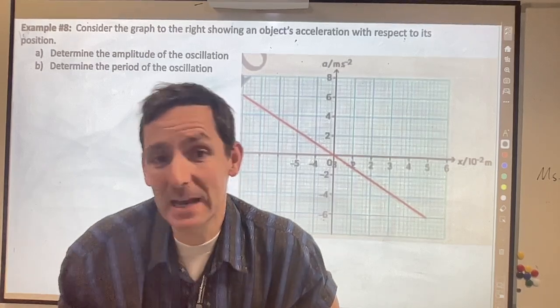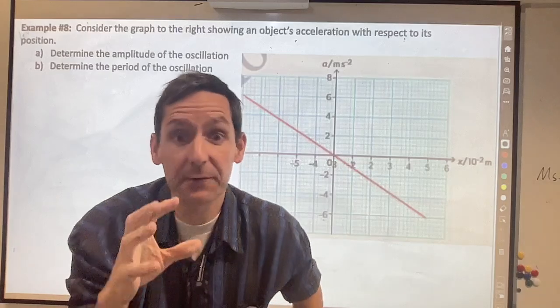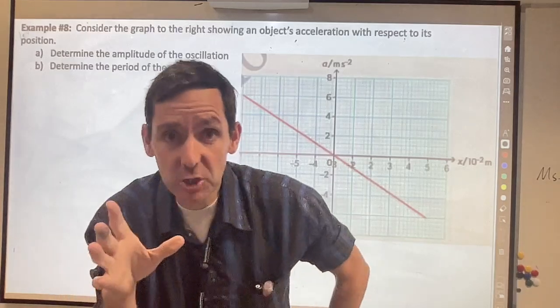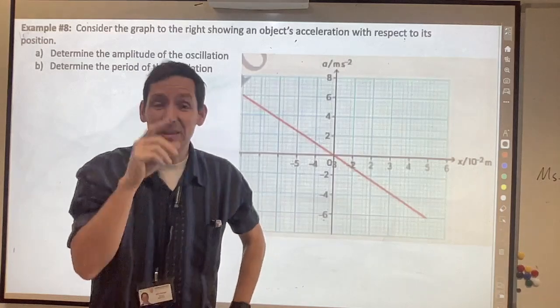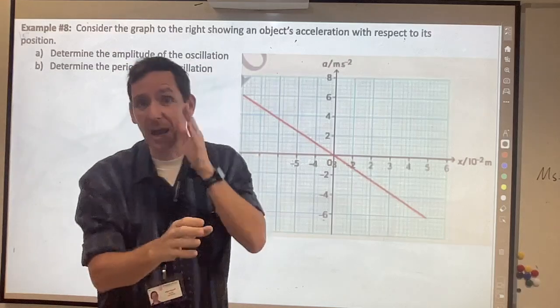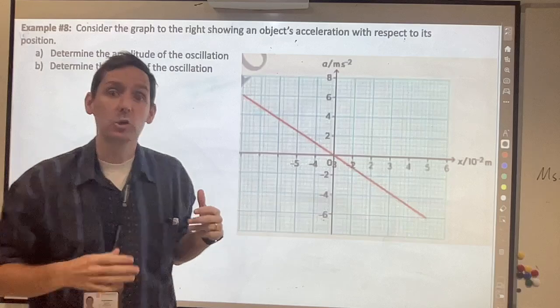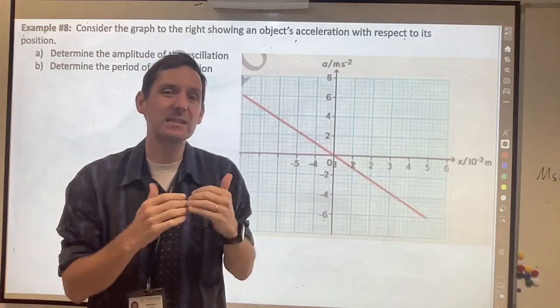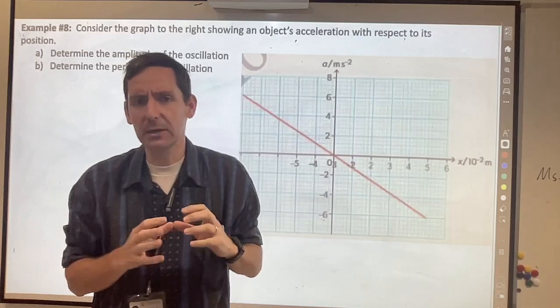Hey guys, in the next video we're going to be looking at simple harmonic motion from a different perspective. In the first video, we looked at a graph of energy versus position. In the next one, we looked at position versus time, velocity versus time, and acceleration versus time. This graph now looks at acceleration versus displacement or position. This is going to be a little bit different.